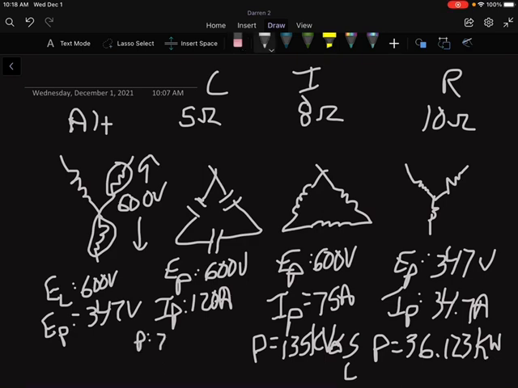Yeah, 216 kVAR is capacitive. So 216 kVAR, 135 kVAR, and 36.123 kilowatts. All right, so that is good. We are now going to get rid of these up here to make a little more room.